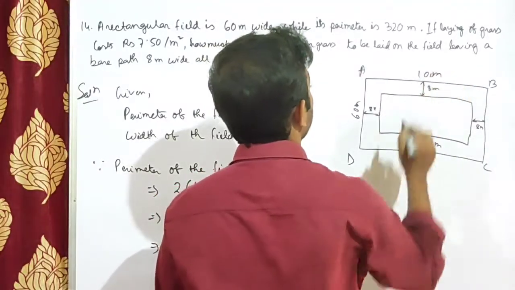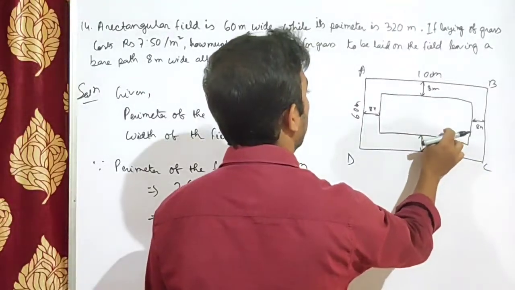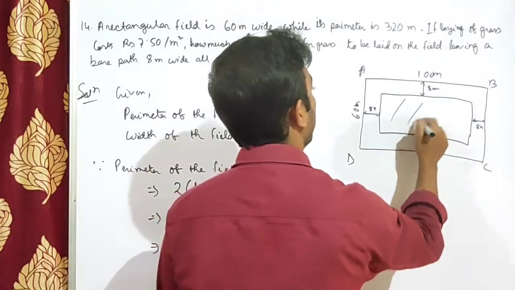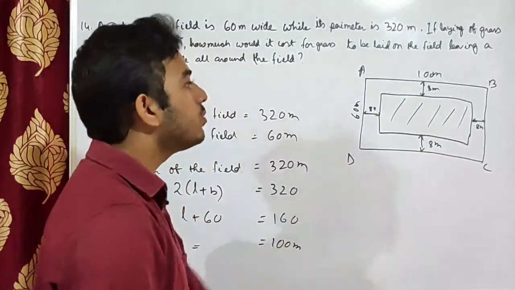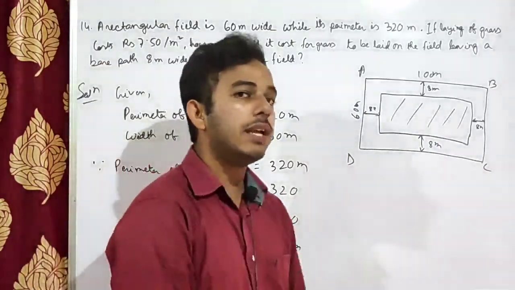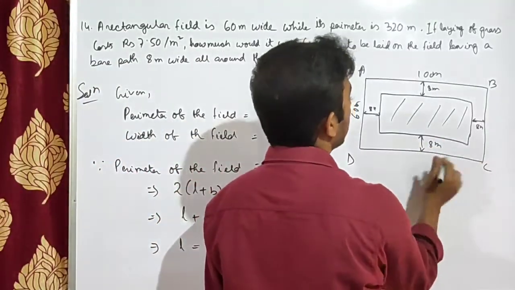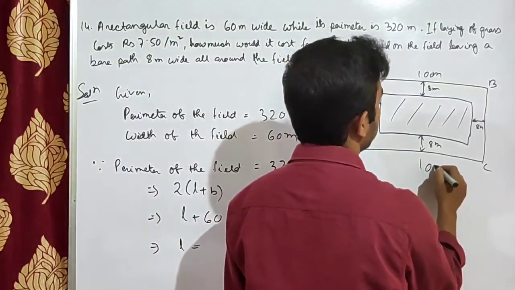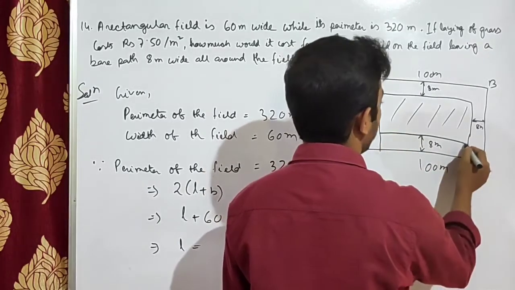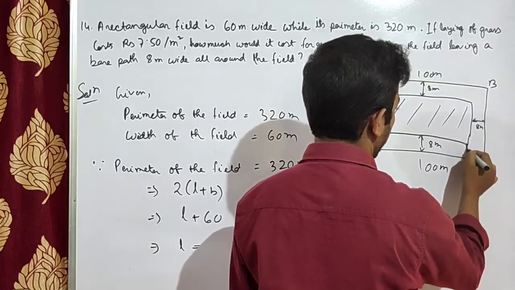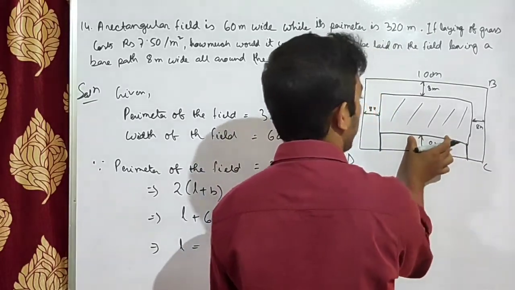Clear? Now look, we have to find the area of the plot where we will put grass. This is also a rectangle. So how to find its length and breadth? For this we have to consider this part. The length of this part is 100 meter. Now if I draw two lines, the length of this part will be the length of this part.